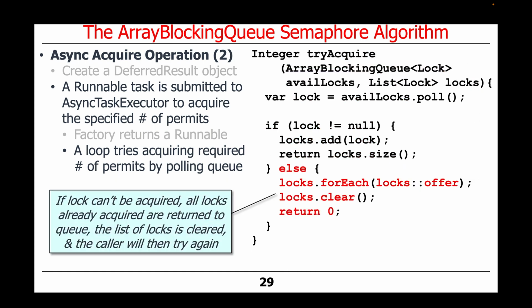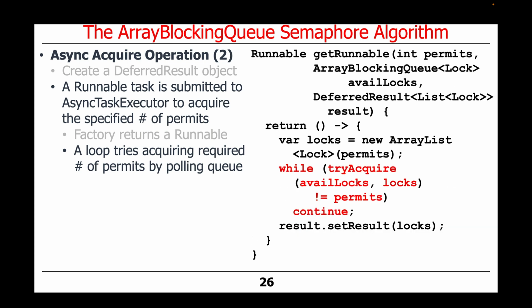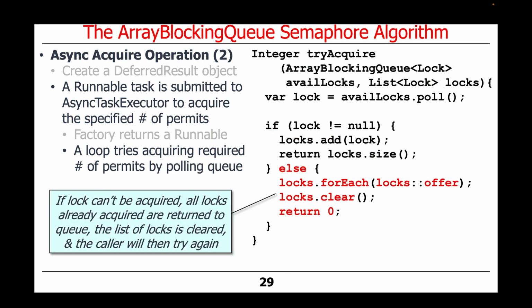However, if we're not lucky enough to get a lock, then we're going to release all the locks we've acquired up to this point in one fell swoop using the forEach method, releasing them all in a non-blocking way. We're then going to clear the list of locks we've been trying to acquire into and then return 0, thereby telling the caller, which is this loop, to keep trying. So this could actually loop for a while until we manage to get everything.